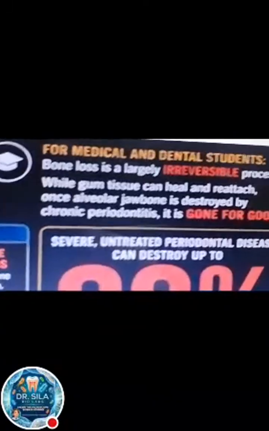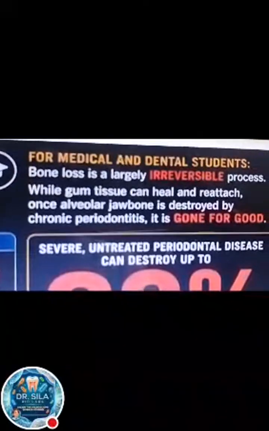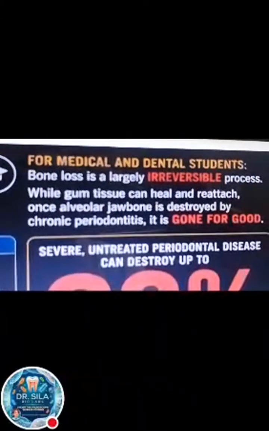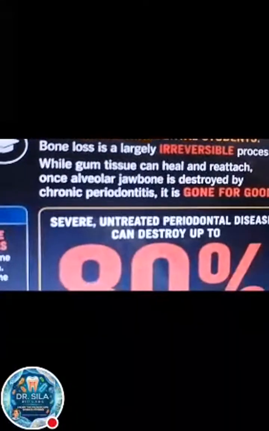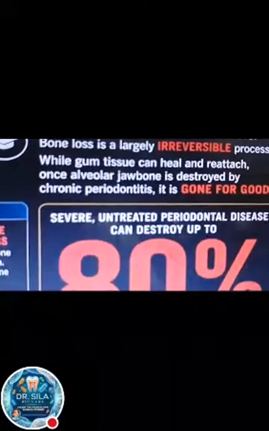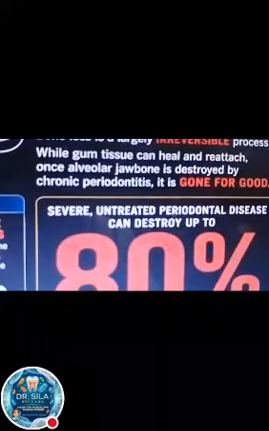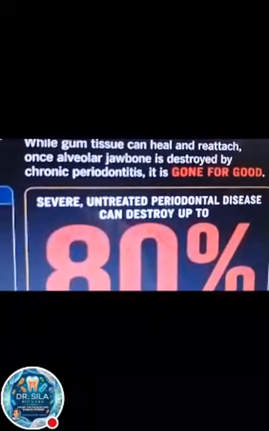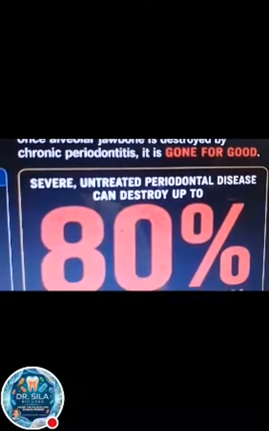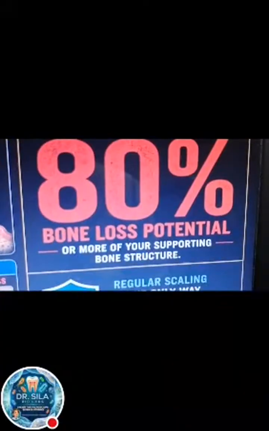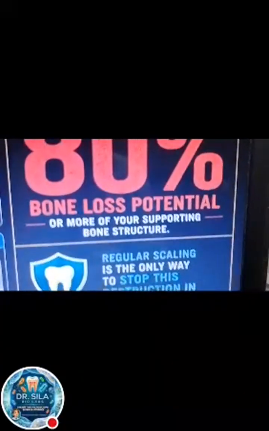For medical and dental students, bone loss is largely an irreversible process, while gum tissue can heal and reattach. Once the alveolar jawbone is destroyed by chronic periodontitis, it is gone for good. Severe untreated periodontal disease can destroy up to 80% of the bone and the tissue structure.